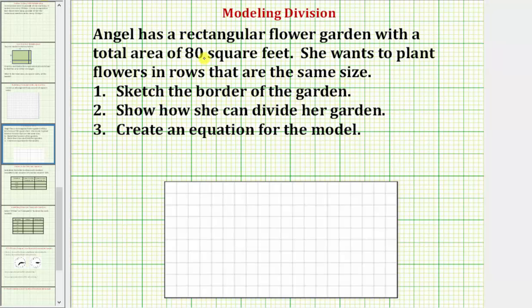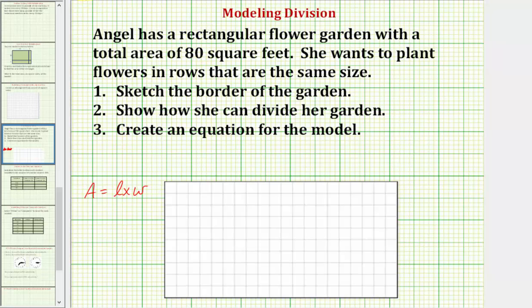Well, we know the garden has an area of 80 square feet, but we were not given the dimensions of the flower garden. But because the garden is a rectangle, and we know the area of a rectangle is equal to length times width, if we can determine two numbers that give us a product of 80, this will give us possible dimensions of the rectangular flower garden.